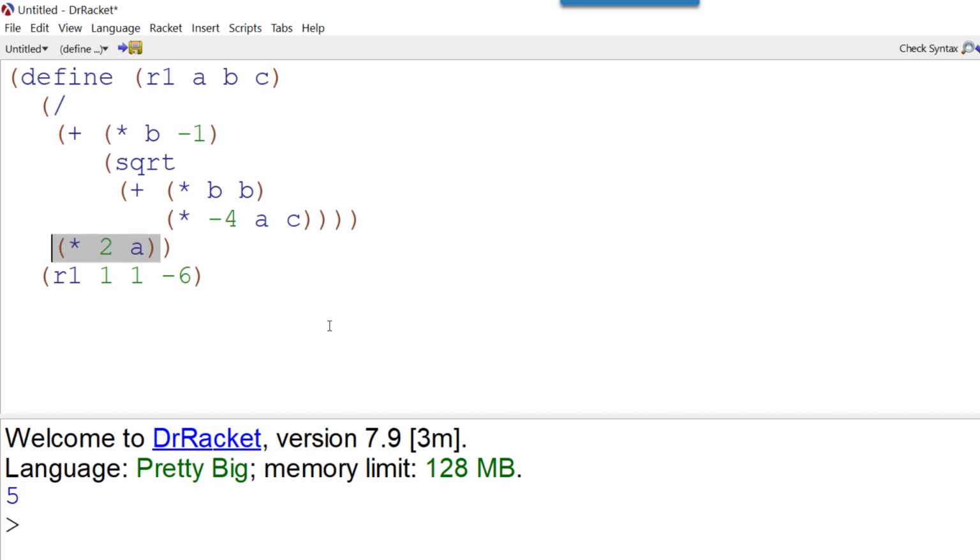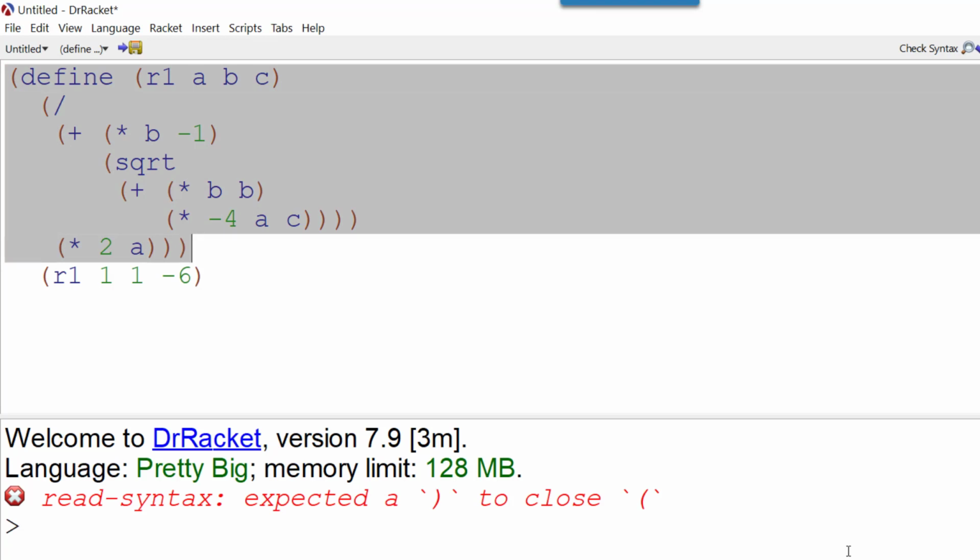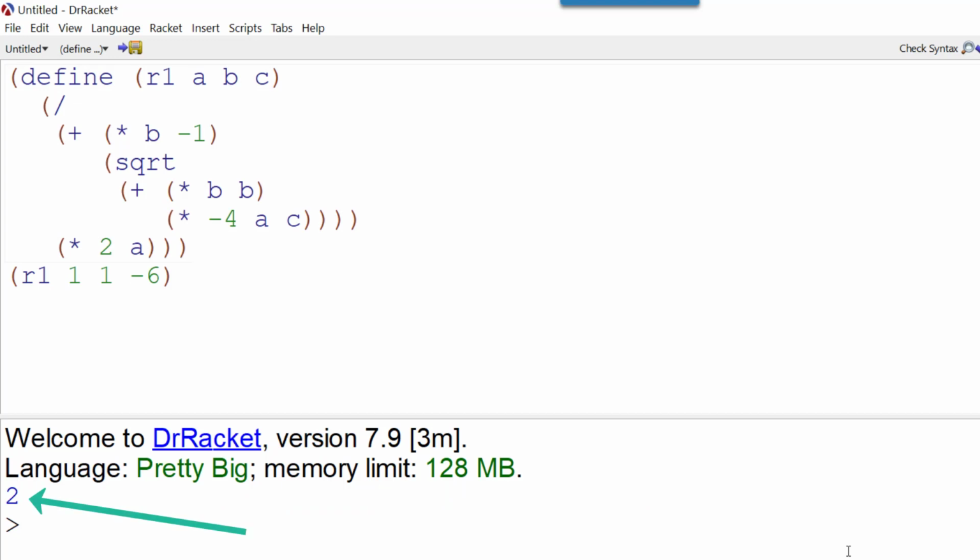So let's try running it, and what we get is, oh whoopsie, silly me, I've left out a closing bracket. Well, I'd better put that closing bracket in. Now I've put it in, I can do Control I again. Now I can run it again, and I get the answer 2. Excellent! I've now managed to create a function that finds the first root, but what I'd like is to find both roots. So how do I do that?